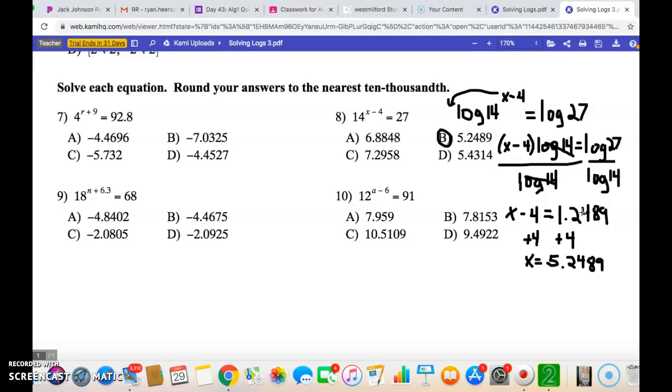Remember, you can also check these as well. Right? Say I think that 7.959 is my answer here. I could plug 7.959 minus 6, do 12 to that power, and see if you get 91. So these you can check and make sure that you're right as you go forward.